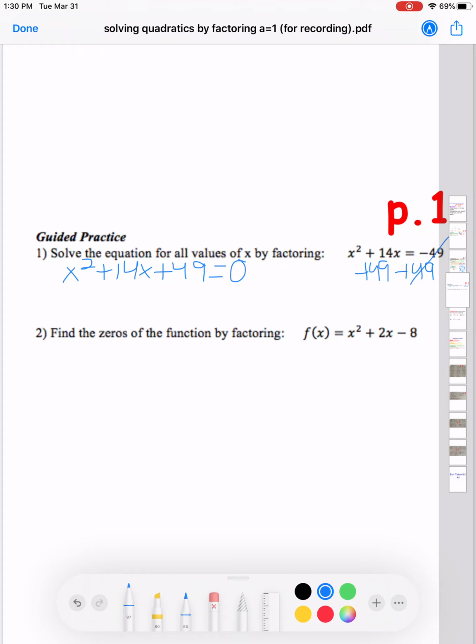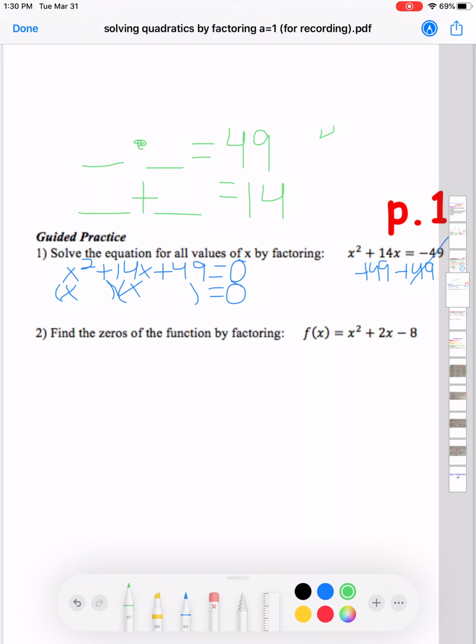Now I notice that this is a trinomial and there's an invisible 1 out front, so I know that I can go right to my 2 parentheses. I can start them both with an x. And then again, we are asking ourselves the question of what can we multiply by itself to give us 49 and also add to get 14.